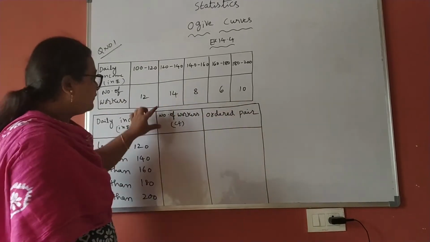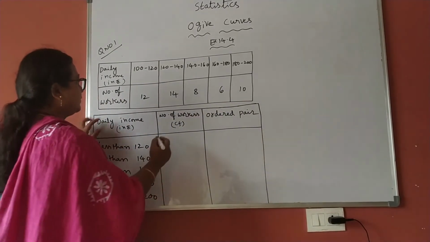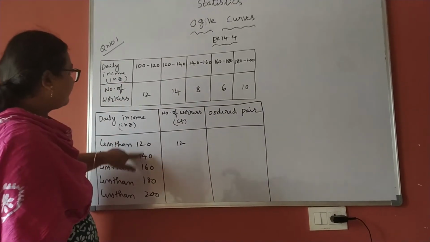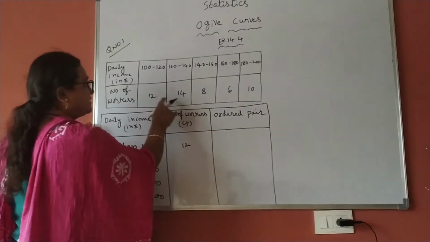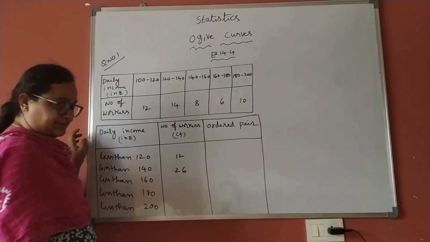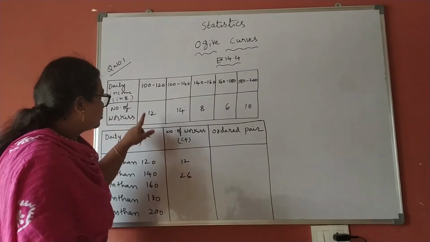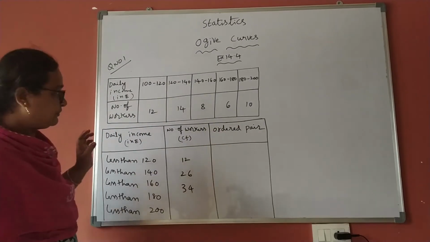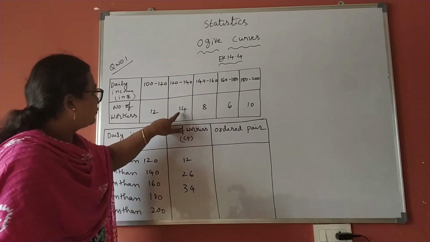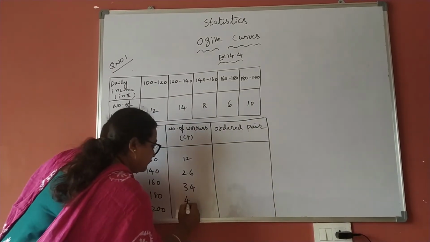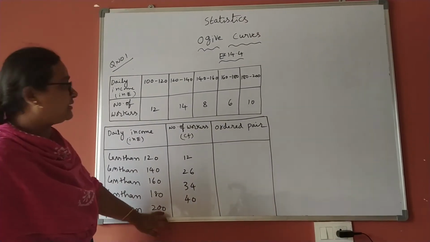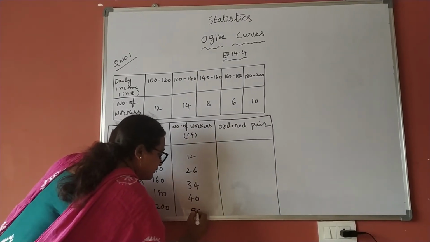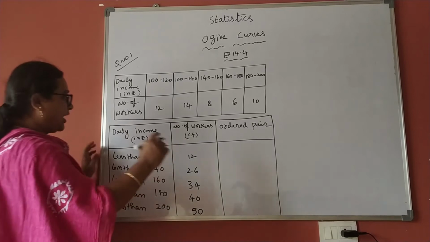Now the number of workers. This is the frequency, and we need to prepare the cumulative frequency over here. First one, it is 12. Less than 140 means we need to add these two, 12 plus 14, 26. Less than 160, so 12 plus 14 plus 8, 34. Less than 180, 12 plus 14 plus 8 plus 6, 40. Less than 200, 12 plus 14 plus 8 plus 6 plus 10, 50.